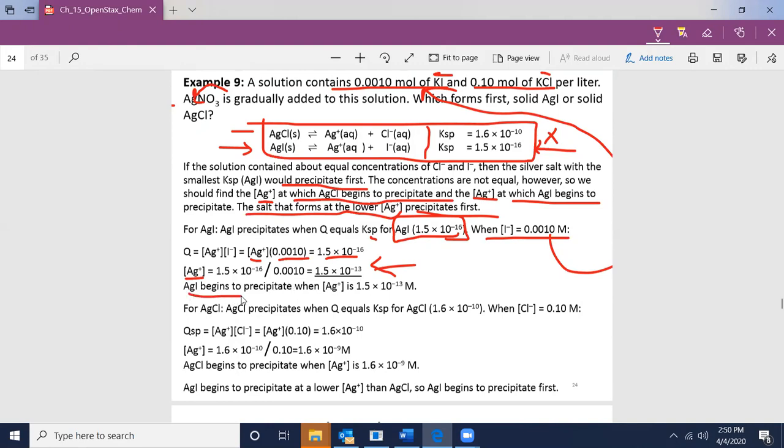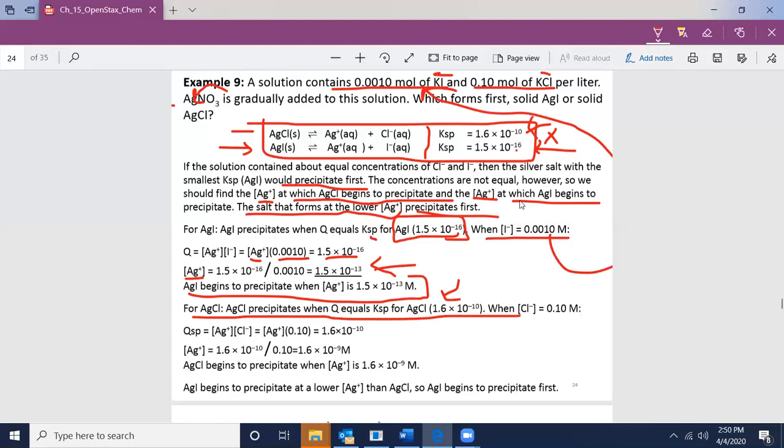So AgI, silver iodide, begins to precipitate when silver is this molar concentration. For AgCl, it still precipitates when Q equals Ksp. So this is the concentration for that. This is the Ksp value. Where are we getting this from? This is given to us already here.